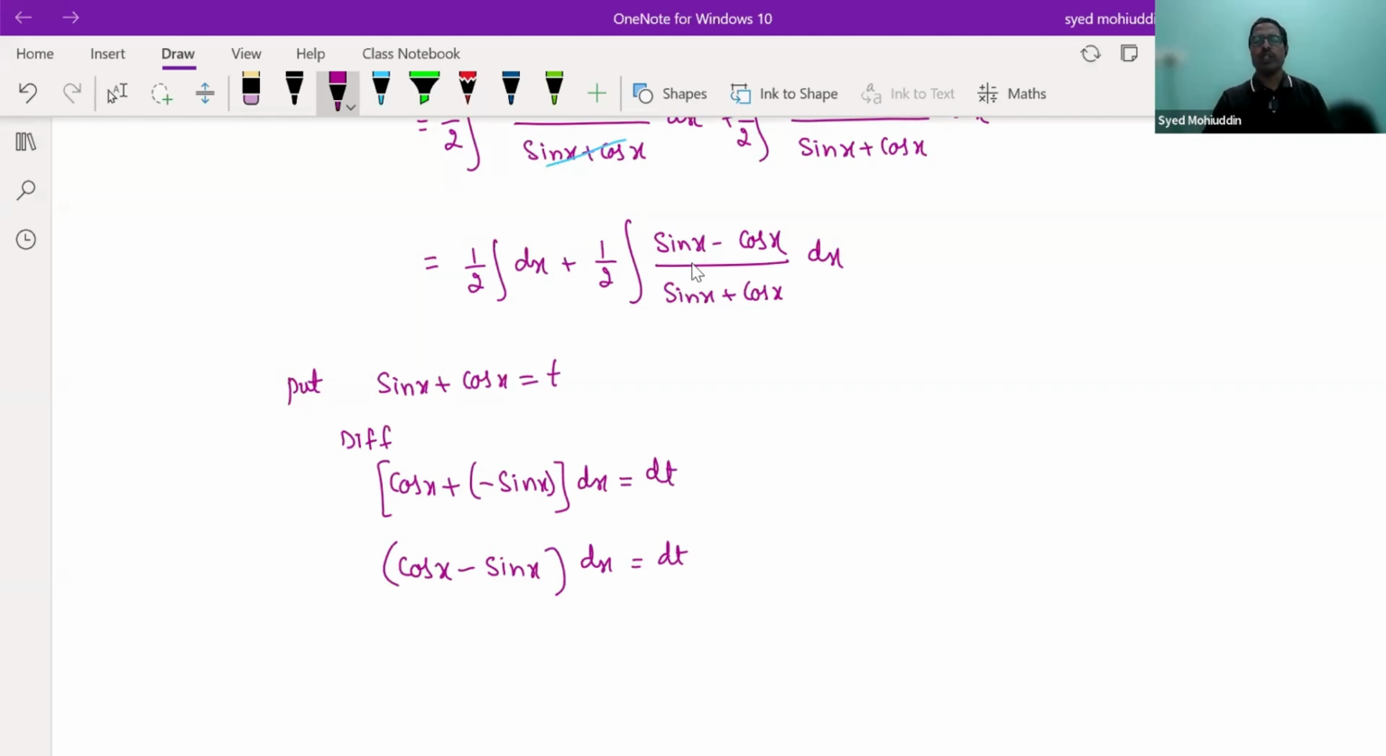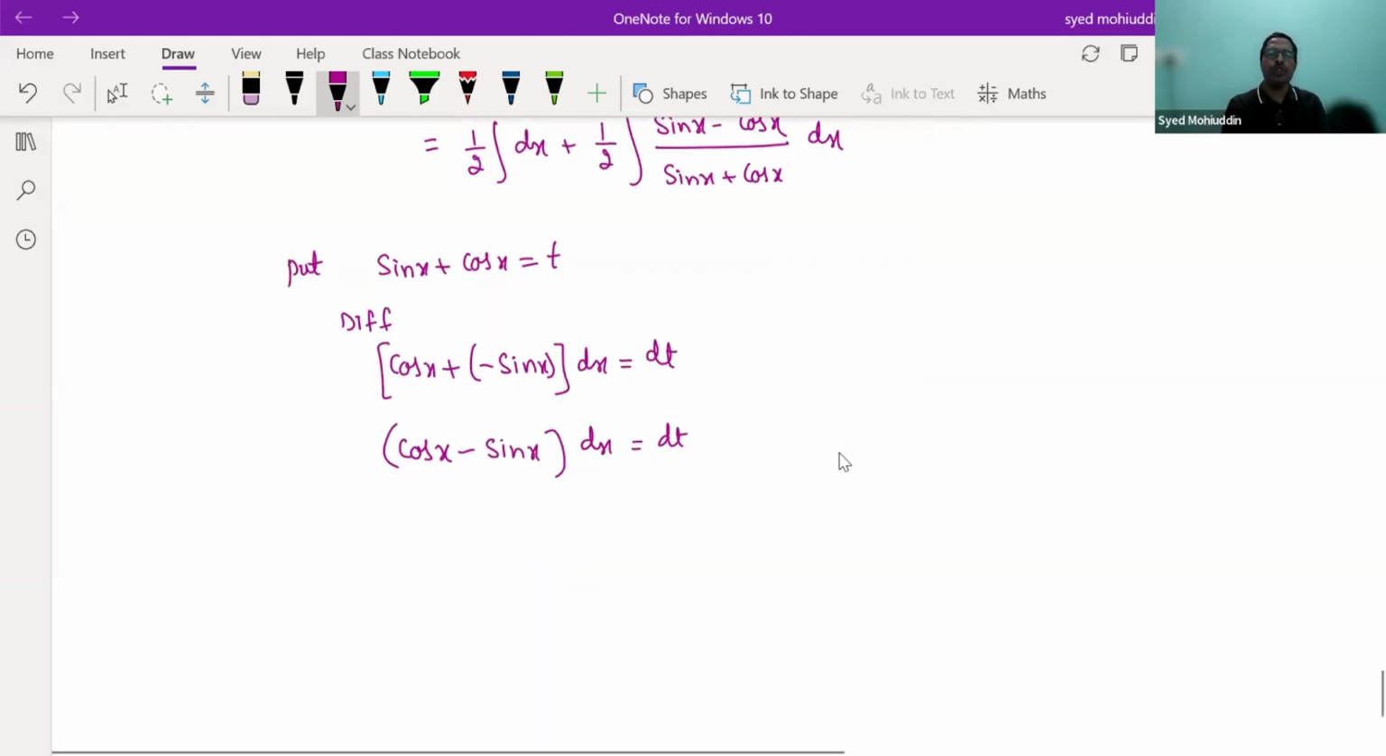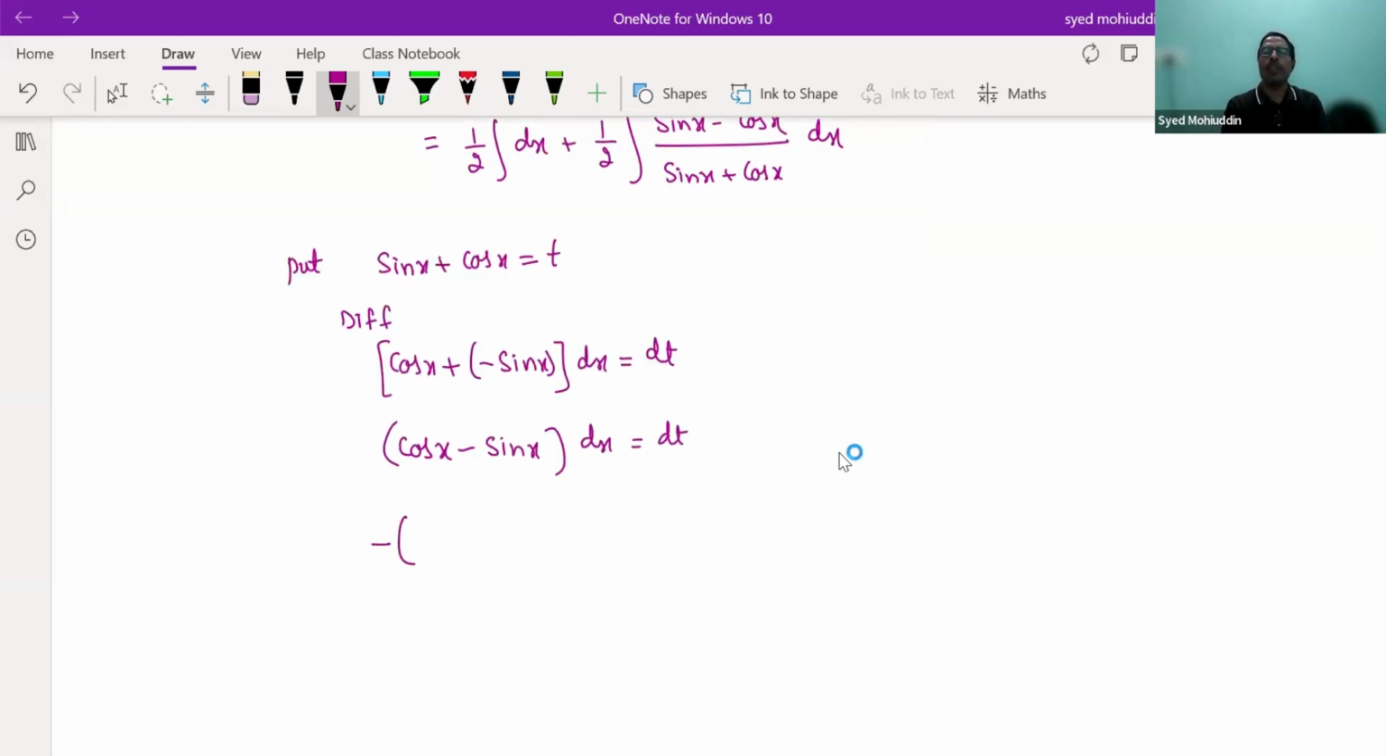But the moment you observe this numerator, the value that you have got is not matching. It is just of the opposite sign. Sine is positive here, cos is negative. But here, cos is positive, sine is negative. So the best thing you can do is take minus common outside. First I'll write sine. Now this cos is positive, so how to make it positive? Minus of minus will become positive, so minus of sin x minus cos x times dx will be equal to dt.